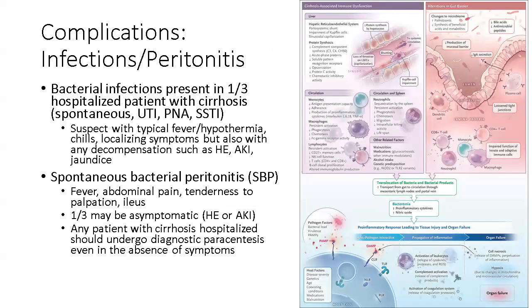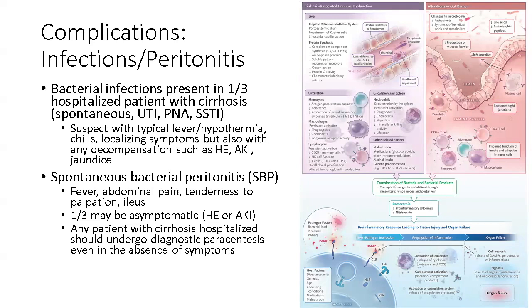And then the last complication I want to talk about is infections and peritonitis. Bacterial infections are present in 1/3 of patients who come in with cirrhosis. Those are spontaneous infections, SBP, and then in decreasing order, UTI, pneumonia, and skin and soft tissue infections. You should suspect infection in people coming in with fever, hypothermia, chills, any localizing symptoms, but really just any decompensation. If they have hepatic encephalopathy or AKI, you should also be thinking, are they having an infection somewhere?